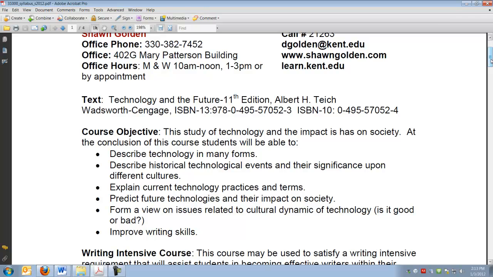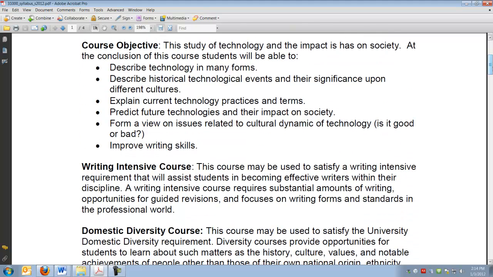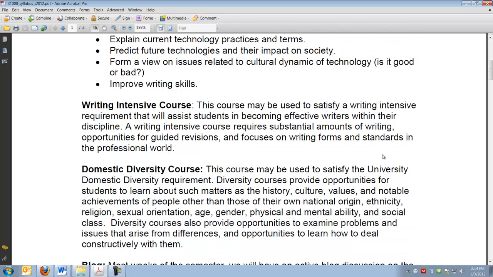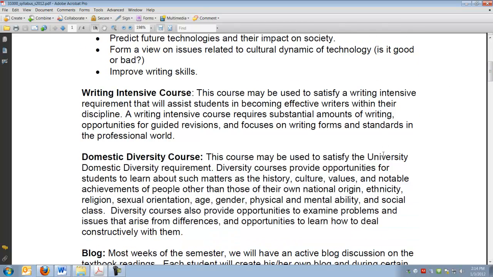A lot of what we do in this course will involve writing. This is a writing-intensive course. It may be used to satisfy a writing-intensive requirement for the course or for your discipline. It requires a substantial amount of writing, opportunities for guided revisions, and focuses on writing forms and standards of the professional world. You can also use this as a domestic diversity requirement, which for certain programs you have that requirement. So this course actually can be used for a number of different fulfillments.